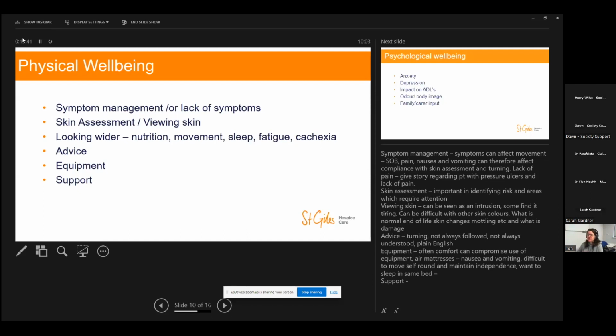When we also think from a physical point of view, it's about thinking about those usual things, you know, advice, equipment, support. We know that sometimes advice isn't always followed, it's not always understood. It's really important that we use plain English, that we think about our literacy, our health literacy. You know, the average reading age of someone within the UK is 8. So we really need to think about the way that we give information to people so that they can understand and then make an informed choice.